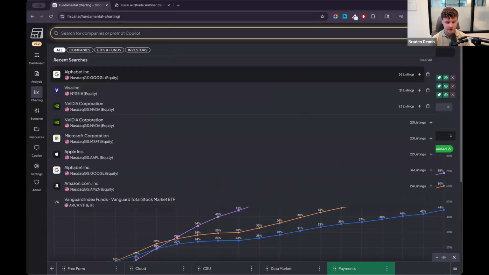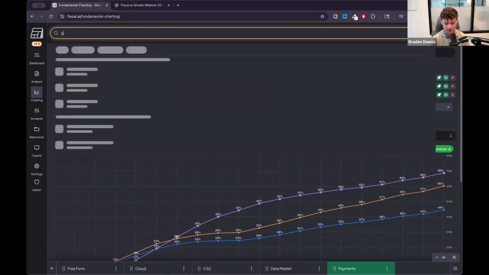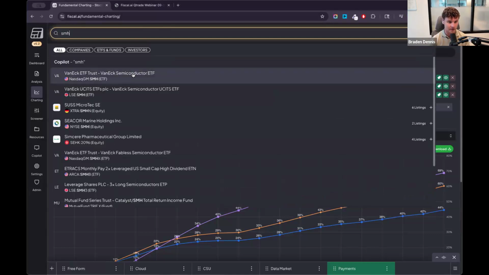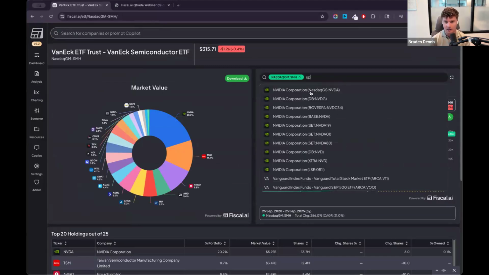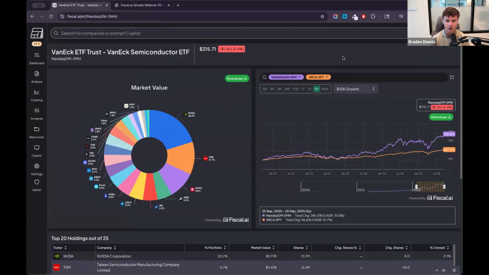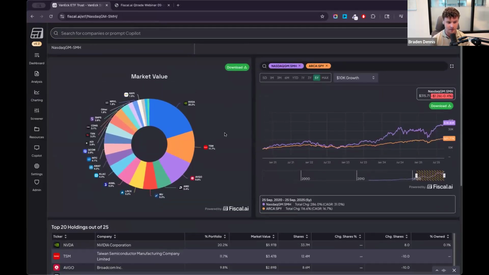I'll use SMH because Vaneck is a customer of ours, and I love this ETF. I think it has over 100 billion of AUM now. This is the semiconductor ETF. It's obviously been a monster winner. We'll show you different metrics over time. You can compare it against SPY, for example, or with Canadian ETFs as well. I'm just using ones that people probably know.